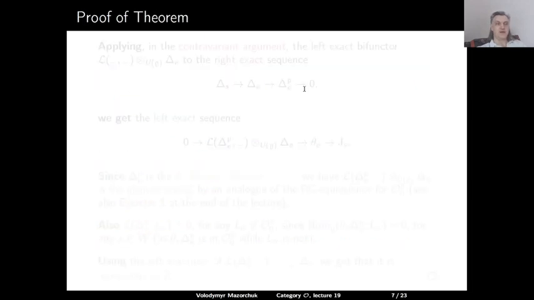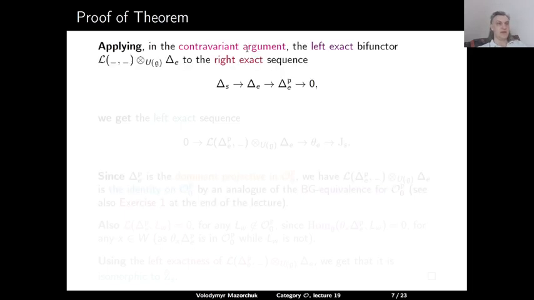So now we can prove Joseph's theorem. Let us apply, in the contravariant argument, the left exact bifunctor L(-, -) tensor over U(G) with Δ(E) to the right exact sequence Δ(S) goes to Δ(E) with the quotient Δ(E,P), and this goes to zero. In fact, this is a short exact sequence, but since we apply a left exact bifunctor, the sequence which we get will only be left exact. So we get the left exact sequence, 0 goes to L(Δ(E,P), -) tensor over U(G) Δ(E), this goes to the identity, and this goes to Joseph's completion.